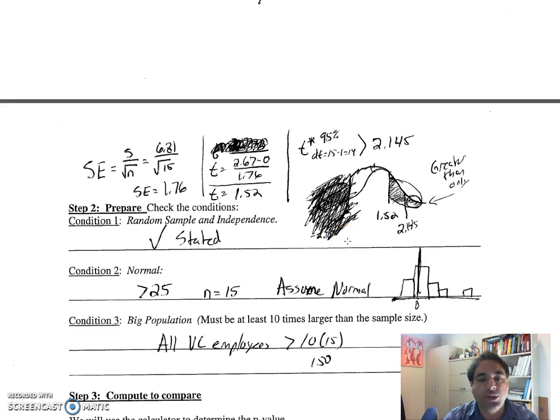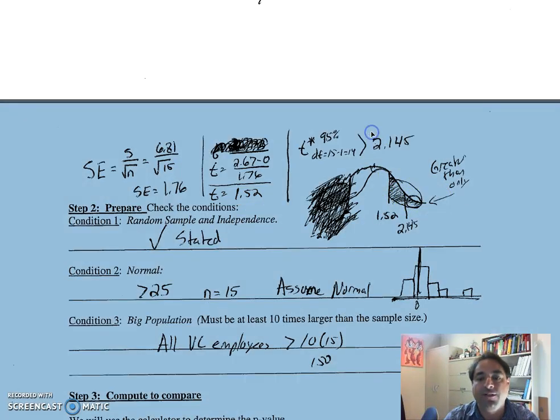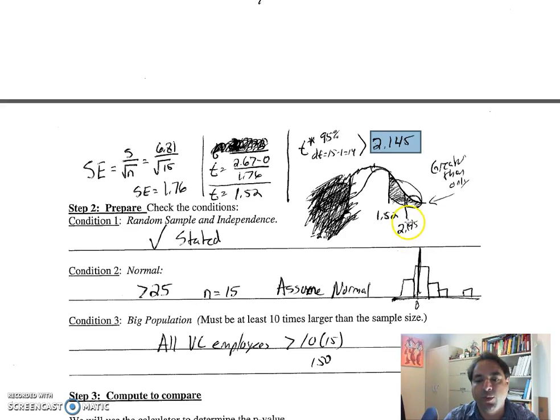So picture-wise, using critical values, our T is 1.52, so it'd be about here, looking for more than. That would be a picture of our p-value. Our alpha is like our T star, 2.145, and that to the right would be a picture of our alpha. Notice our p is not smaller than our alpha. But again, we can get that p-value from the calculator.